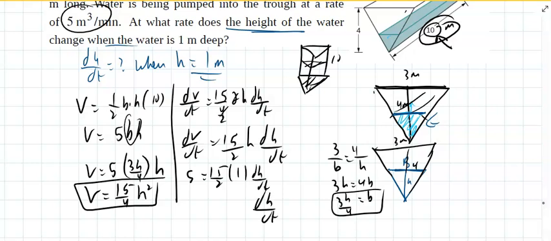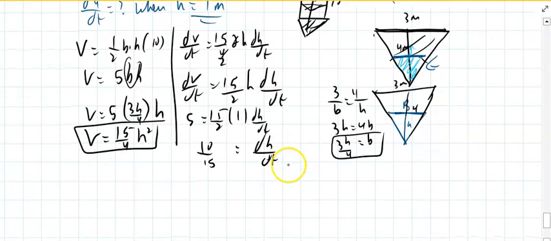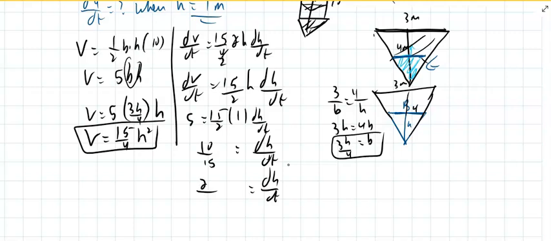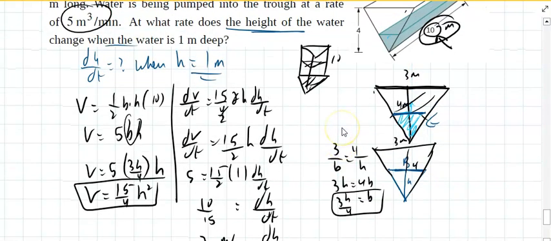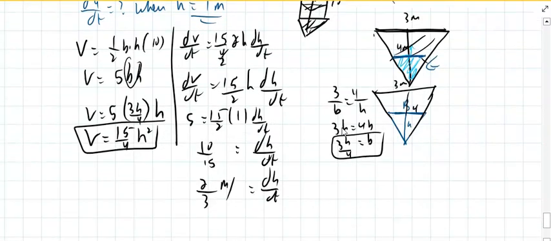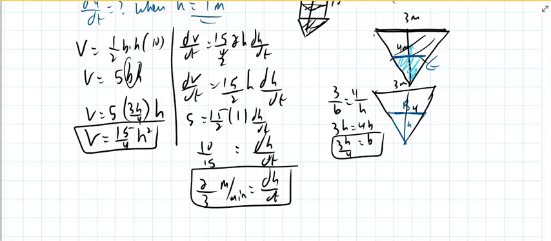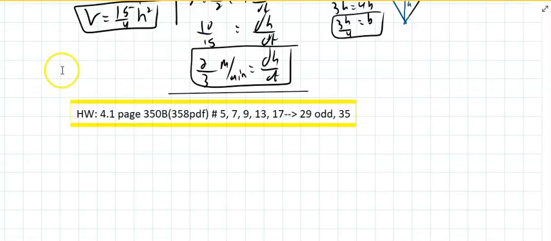dh/dt will be what? Well, dh/dt will be 2 times 5, 10 divided by 15, or simply 2/3, and the units for the height will be in meters per minute. The unit for time is minute. And that's pretty much how fast the water level is rising at that time. There's the homework, and that pretty much concludes this section.